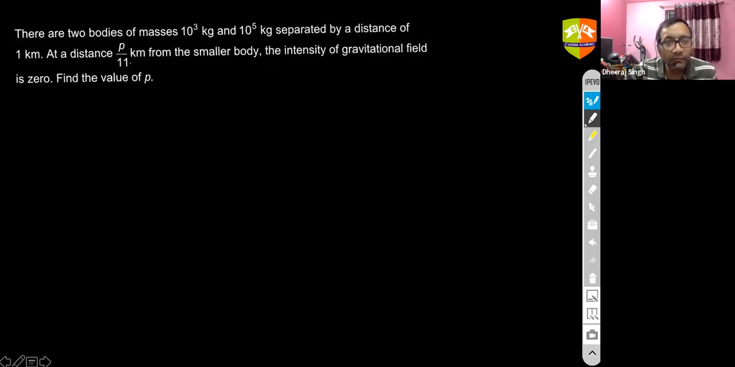Is it very straightforward? Two bodies of mass, this and that, separated by this. At a distance P by 11 kilometer, the intensity field is zero. I think, from the previous question itself, very similar to the previous question, you'll get P is equal to 1. Just try it yourself. Exactly on the same principle, whatever we did previously.